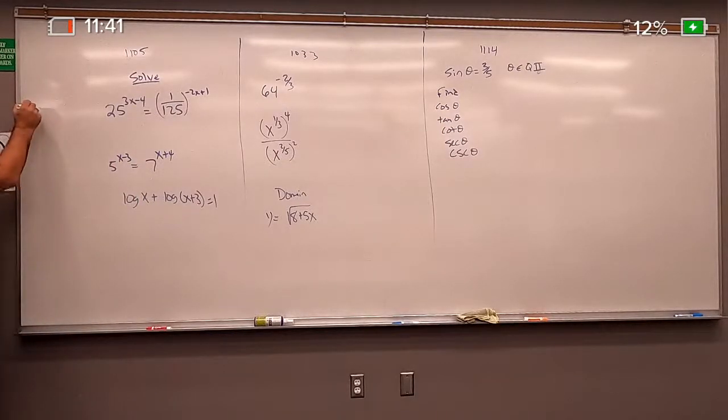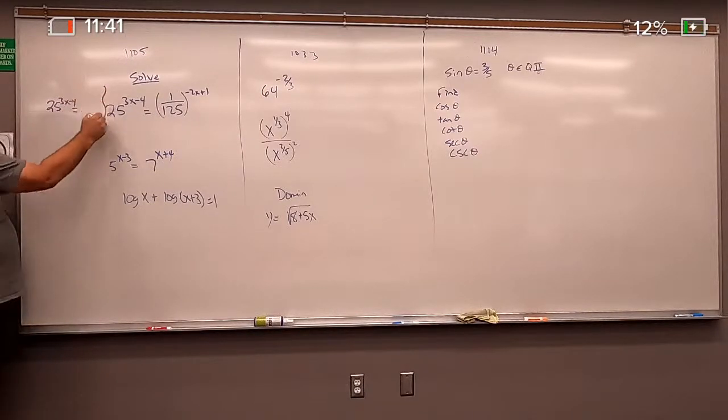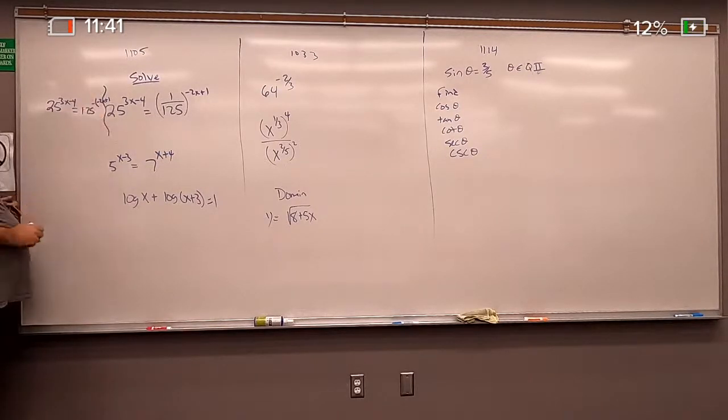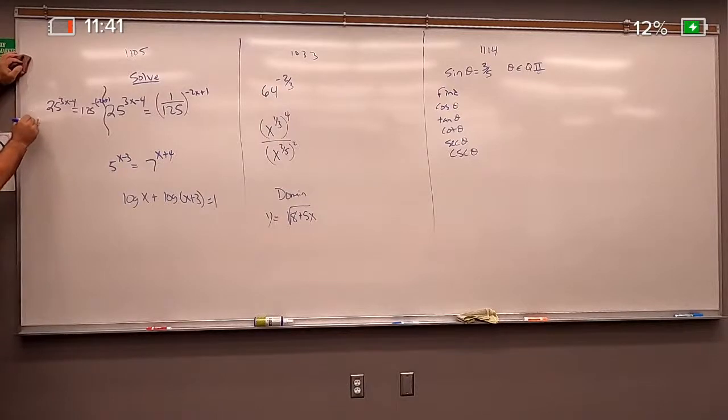So you're going to have 25 to the 3x minus 4 equals 125 to the negative 2x plus 1. Does that make sense? 25 is 5 squared, and 125 is 5 cubed. So we have 5 to the 2 times 3x minus 4, and 5 to the 3 times negative 2x plus 1. Negative times negative 2x is positive 2x, and negative times 1 is negative 1.